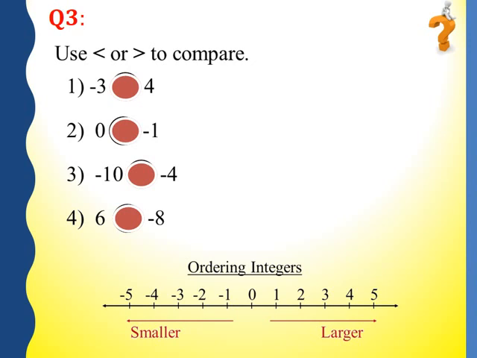In this way, between negative 3 and 4, 4 is greater. Here, 0 and negative 1, 0 is greater. Negative 10 and negative 4, which is greater? The integer which is nearer to 0 is greater, so negative 4 is greater. Here, without thinking, the positive integer is greater than negative 1.